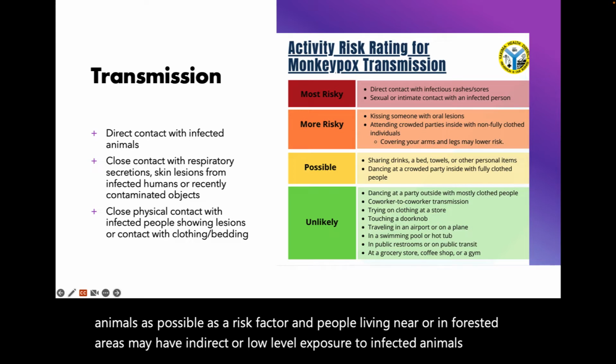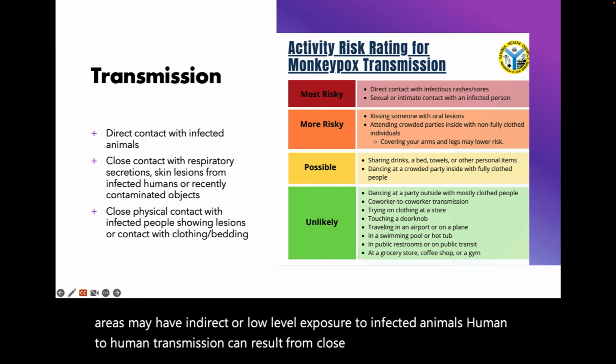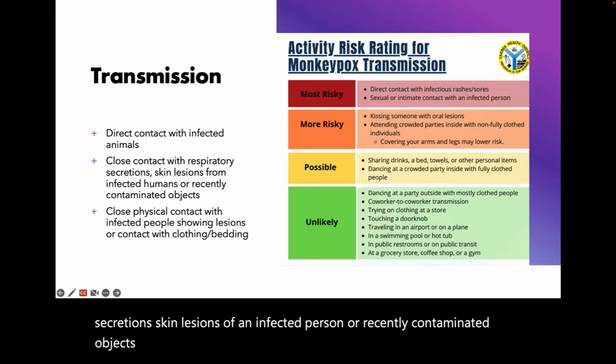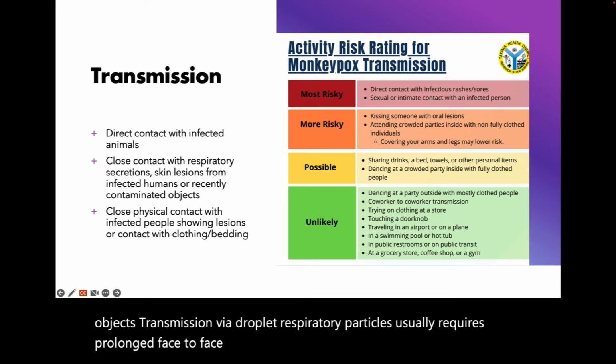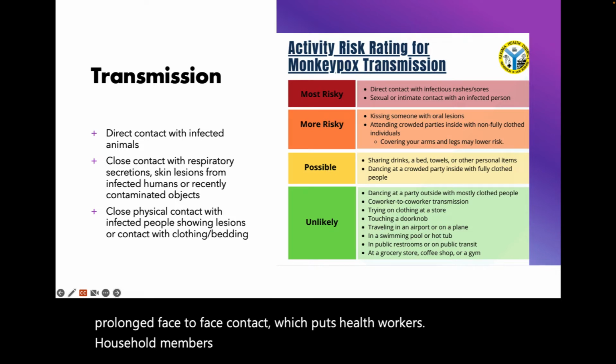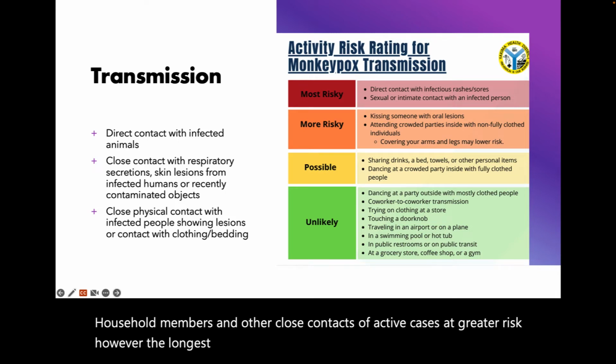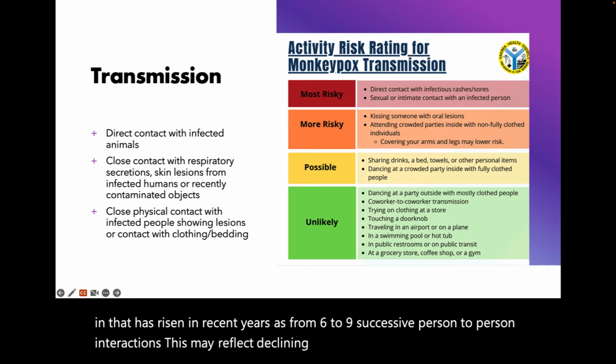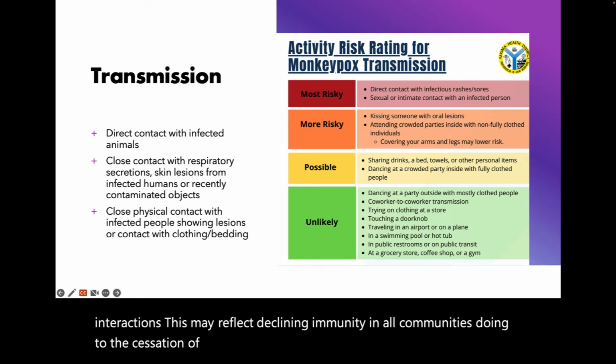Human-to-human transmission can result from close contact with respiratory secretions, skin lesions of an infected person, or recently contaminated objects. Transmission via droplet respiratory particles usually requires prolonged face-to-face contact, which puts health workers, household members, and other close contacts of active cases at greater risk. However, the longest documented chain of transmission in a community that has risen in recent years is from 6 to 9 successive person-to-person interactions. This may reflect declining immunity in all communities due to the cessation of smallpox vaccinations.